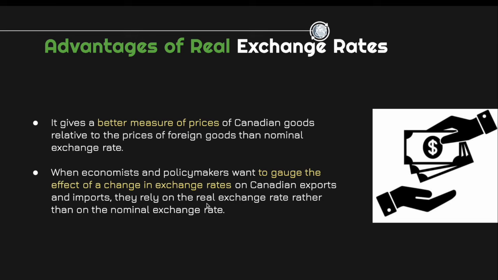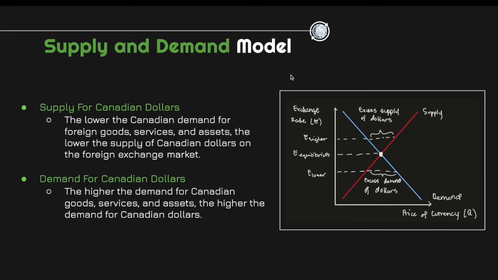Okay, so now we have that. Now we'll go to the supply and demand model. As we can see here, we have the supply and demand model for exchange rate. We'll consider Canadian dollars since it'll be much simpler. For the supply of Canadian dollars, the lower the Canadian demand for foreign goods, services, and assets, the lower the supply of Canadian dollars on the foreign exchange market. As you can see here, if there is a higher exchange rate, there is an excess supply of dollars, which can be seen here.